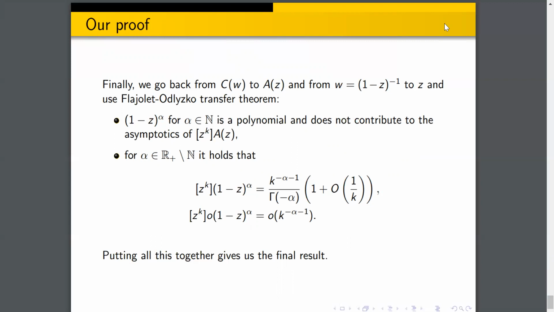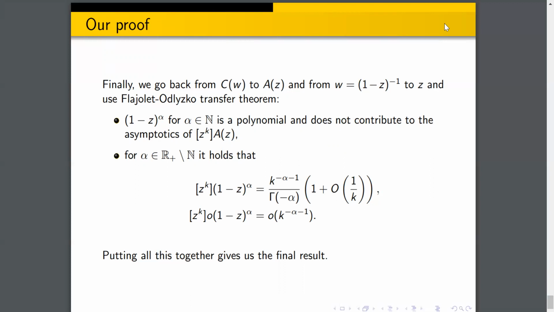If it is real, then we use the Flajolet-Odlyzko transfer theorem, and we may find exactly what the value of the coefficient standing next to z to the k is. And of course, we have some big O approximation of lower order terms. Similarly, if we want only some big O approximation, the transfer theorem holds as well. And now it is a matter of just putting all these together, and we obtain the final result, the big result, in which indeed all the parts are constant.